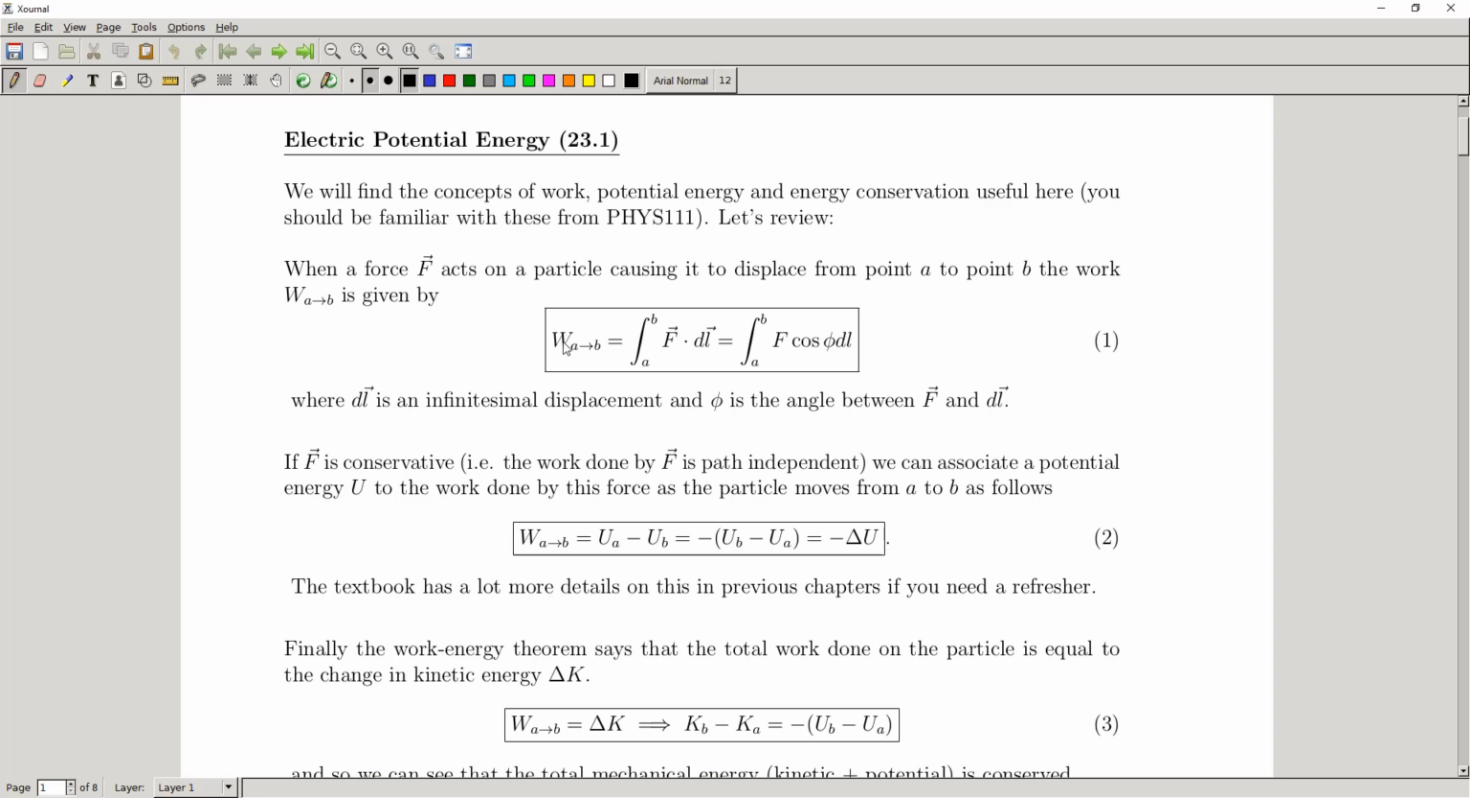But basically, this is our expression for work. Here this dl is an infinitesimal displacement, and phi is our angle between our force and our dl.